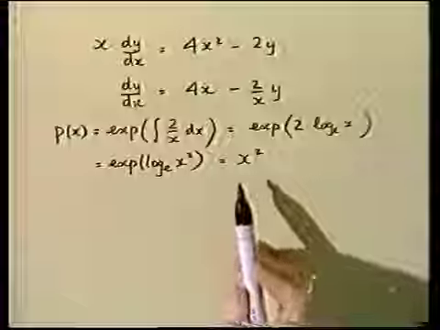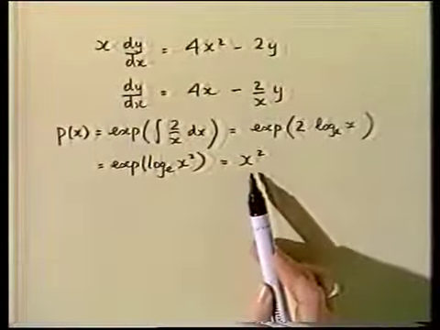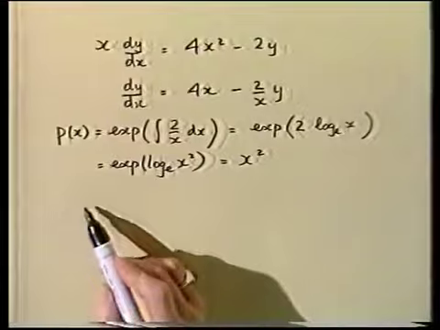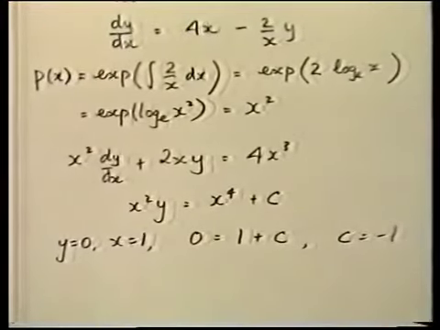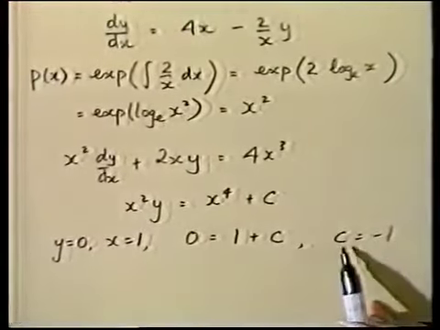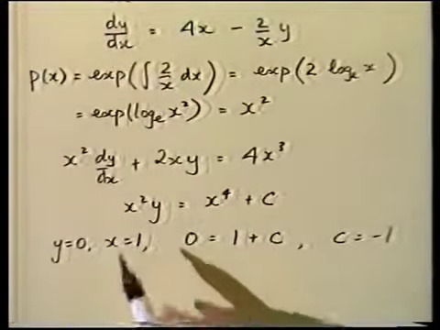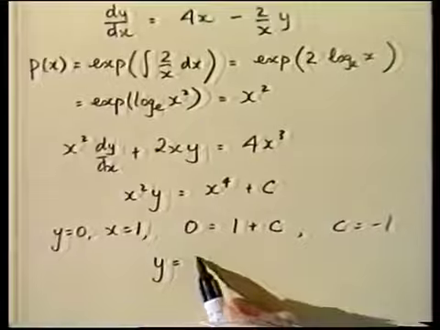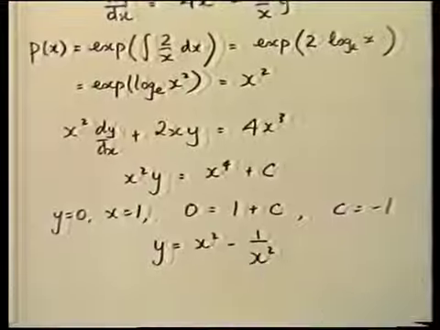The next step is to multiply both sides of this equation by the integrating factor x squared. You've got the details of the actual working in your solutions to the specimen exam paper. So we'll come back to Anne after she's completed the question. Finally, I'll substitute in for c, and at the same time I'm going to divide through by x squared, so I get y equals x squared minus 1 over x squared.